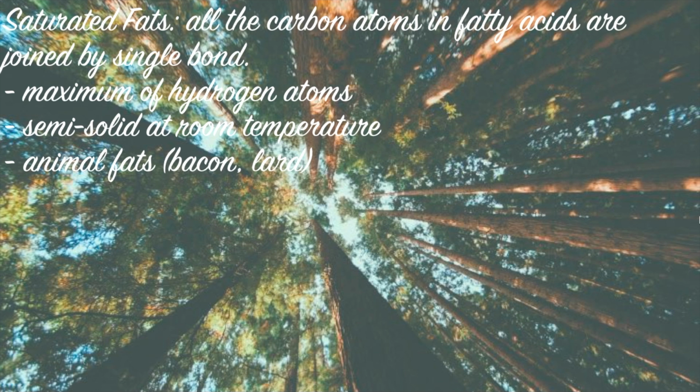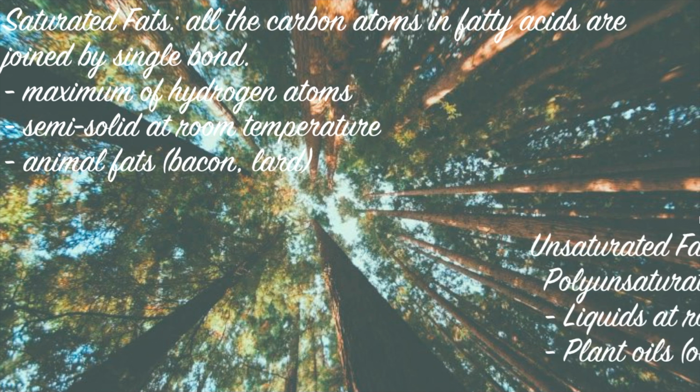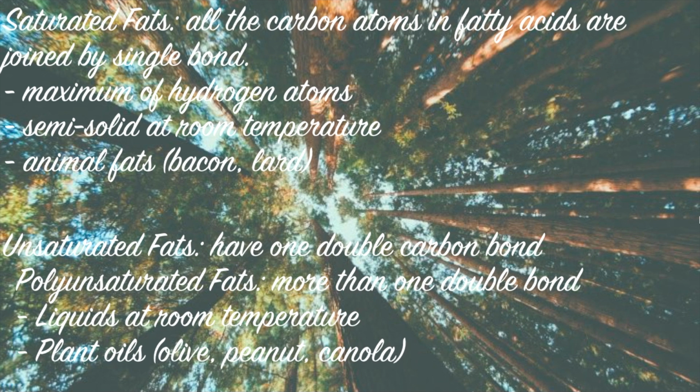Now, the other type of fat is unsaturated fats. This is when there is one double carbon bond. If there is more than one double carbon bond, it's called a polyunsaturated fat, and they come from plant oils. These unsaturated fats are liquids at room temperature and are healthier in a human diet than saturated fats. So, congratulations! You made it through the lipids portion of the video.